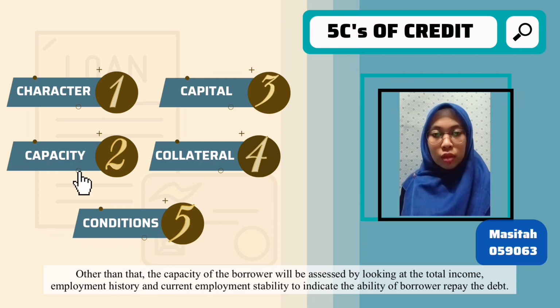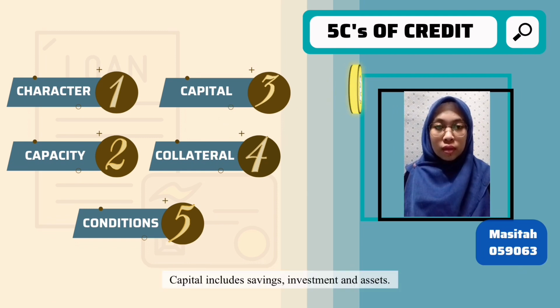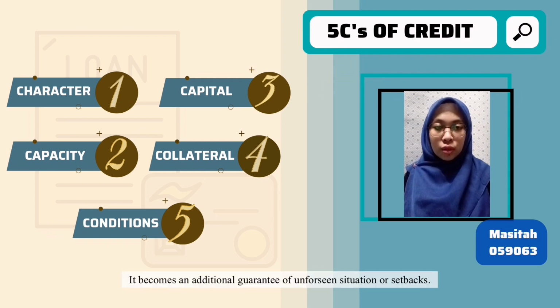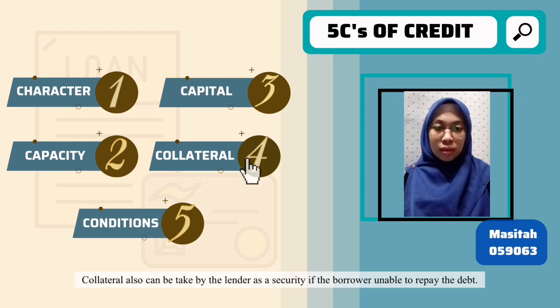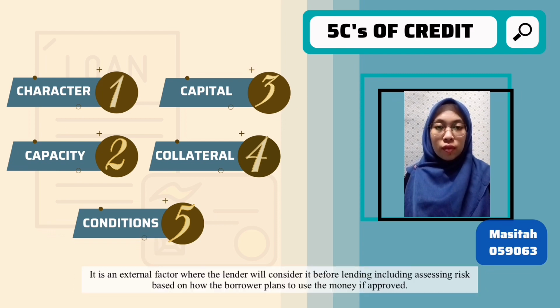Other than that, the capacity of the borrower will be assessed by looking at the total income, employment history, and current employment stability to indicate the ability of the borrower to repay the debts. The next one is capital. Capital includes savings, investments, and assets. It becomes an additional guarantee against unforeseen situations or setbacks. Collateral can also be taken by the lender as security if the borrower is unable to repay the debt. The last one is conditions. It is an external factor that the lender will consider before lending, including assessing risk based on how the borrower plans to use the money if approved.